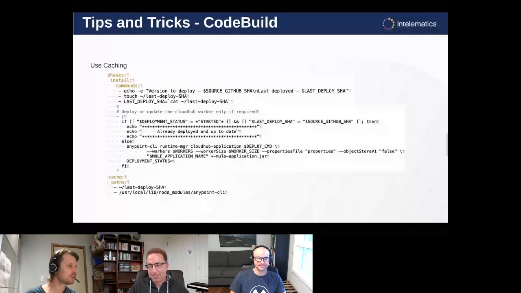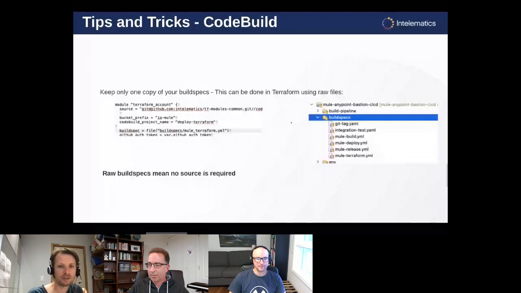So we just finished talking about caching and all that sort of stuff, and we'd gone through talking about build specs. I think this one's a really key one. If you can keep your build specs pretty generic and only keep one copy of them and then push them in. The way we're doing it is with Terraform, and we've got a directory full of them, and we just push them in. And those actually get applied directly on the CodeBuild job.